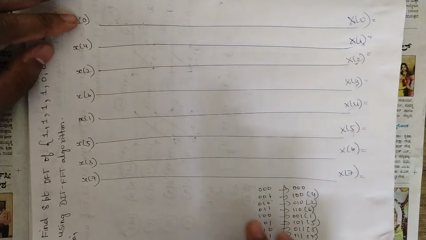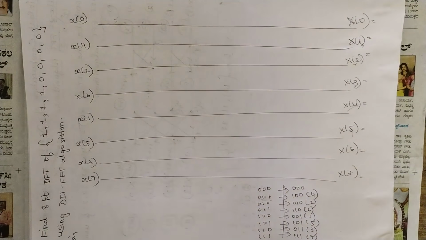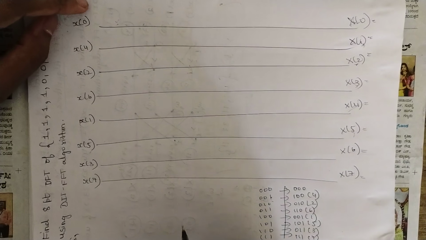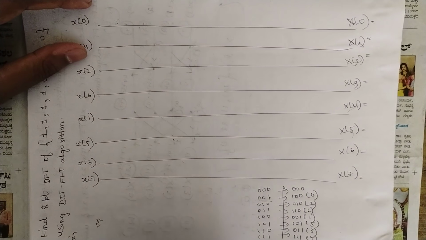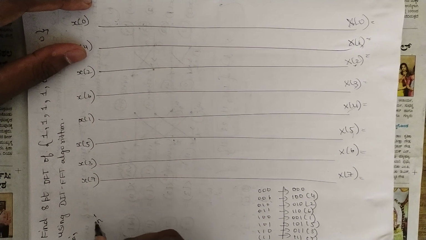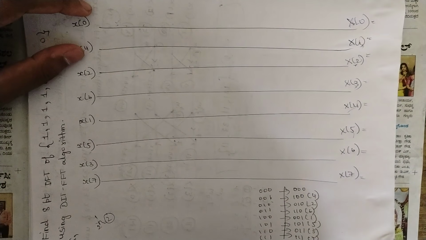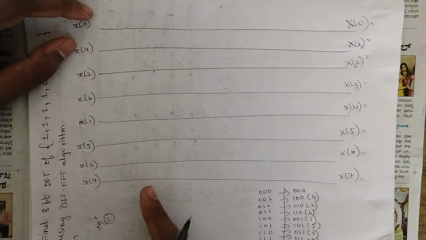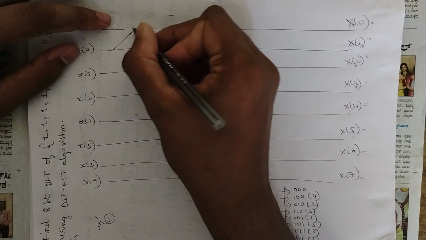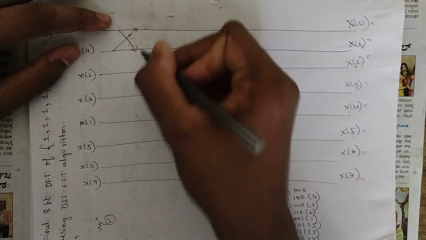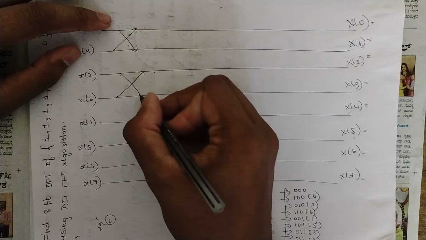Now how to draw the structure: I told you, it is radix 2, so 2 power n. The first value is n equal to 1, so 2 power 1 is 2. That is, we need to make pairs of 2, that is 2, 2, 2, 2, so 4 pairs are possible. First do the pairs of 2 and draw the arrows like this: one upwards, downwards, up, down.